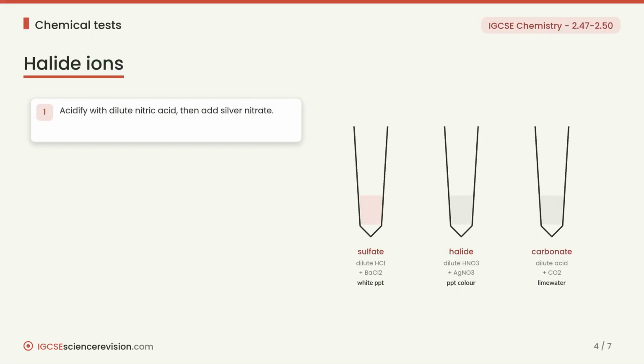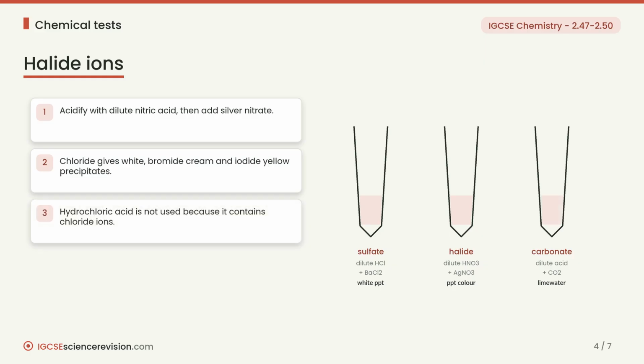For halide ions, acidify a fresh sample with dilute nitric acid, then add silver nitrate solution. Chloride gives a white precipitate, bromide gives cream, and iodide gives yellow. Hydrochloric acid is unsuitable here because it contains chloride ions and would interfere with the test.